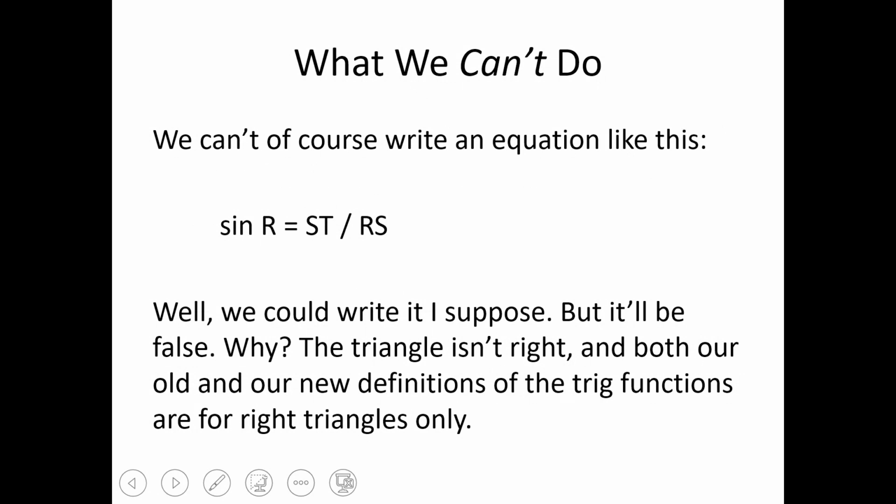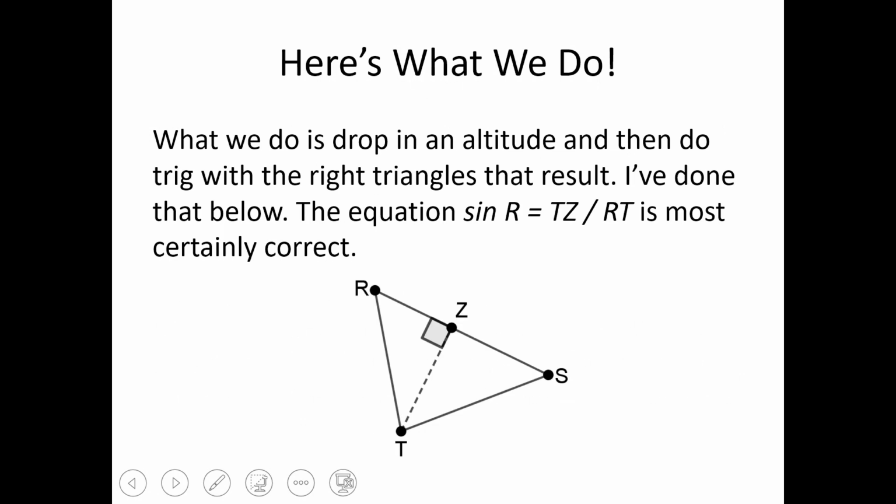And so the question becomes, what do we do to make the trig functions applicable in this case? Well, the answer is this: we drop an altitude. Just to show an example, I dropped the altitude from vertex T to the line through R and S. You see it there, it terminates at the point Z. And now we can apply trig functions. We can absolutely say that sine of R is TZ, the opposite leg, over RT, the hypotenuse.